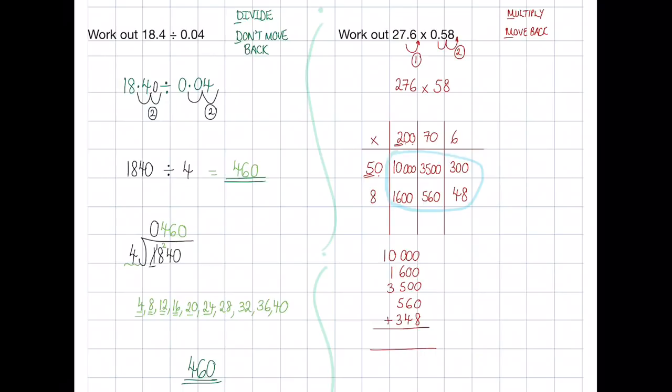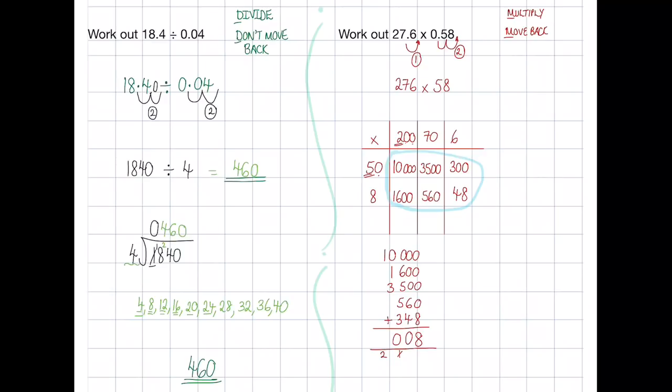And then I just get adding, so that one is going to be 8, this one will be 10, this one over here, slightly trickier, will be 10, 19, 20, this one over here will be 4, add 2, 6, and then I've got a 1, so I've got an answer of 16008.